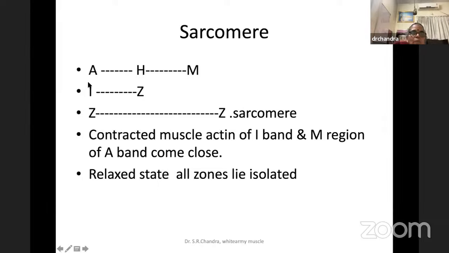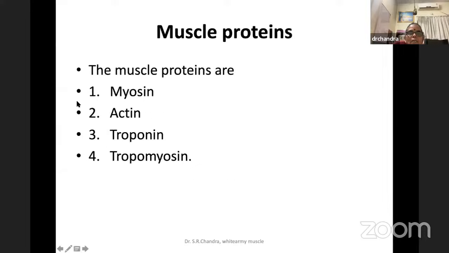So we have the anisotropic region whose center has an H zone, and inside that there is an M zone. And the isotropic band has a central Z zone. The region between two Z zones is the sarcomere. In the contracted muscle, the actin of the I band is shown. This contains actin, troponin and tropomyosin, and this one contains myosin. So in the contracted muscle, the actin of the I band and the myosin of the A band come closer. In the relaxed state, they are apart. So the muscle proteins are myosin, actin, troponin, and tropomyosin.